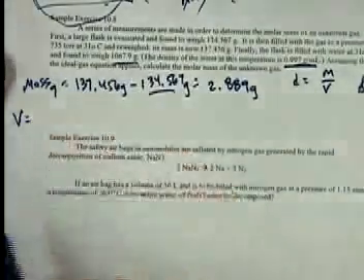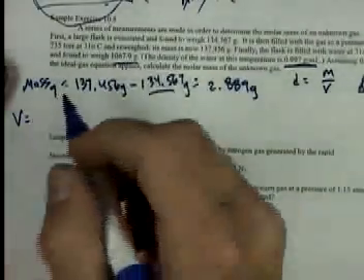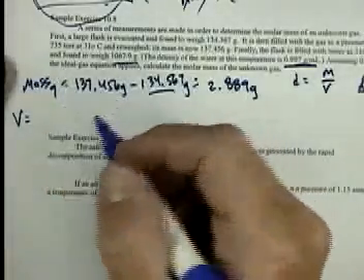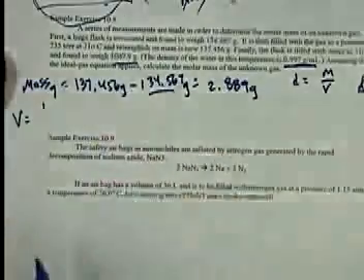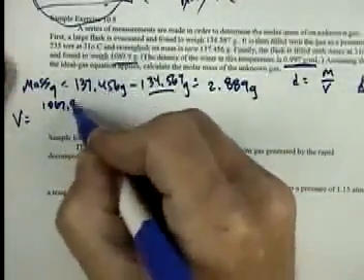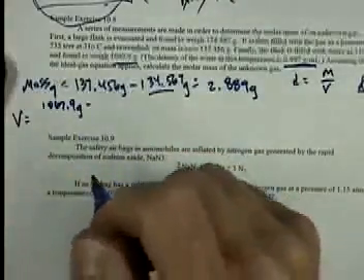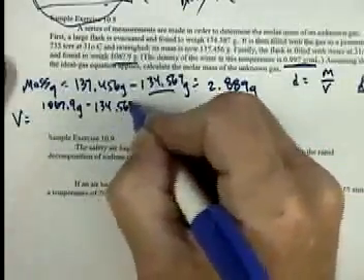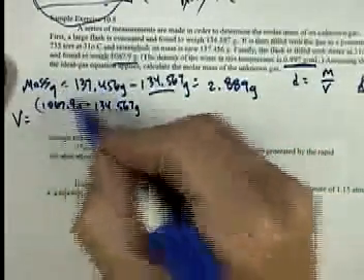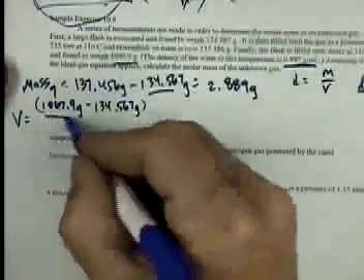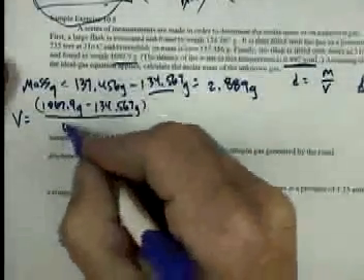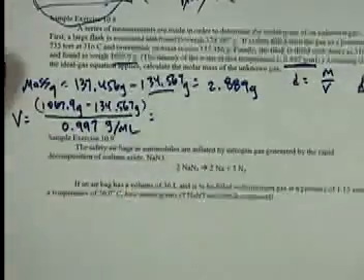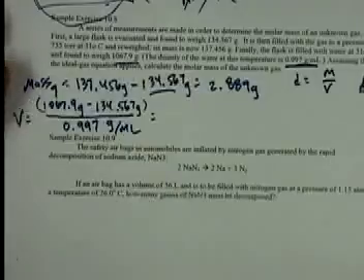So volume will equal my mass. Let's see, the mass of the water turned out to be 1,067.9 grams, and I subtract from that the mass of the container, which was 134.567 grams. Take those as my mass and divide it by my density. My water is 0.997 grams per milliliter. This will give me my volume in milliliters.